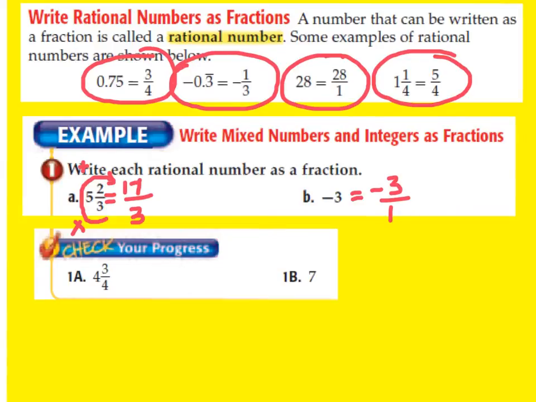Okay, let's see how you did. So here on 1A, we're going to go ahead and do the roundabout. So 4 times 4 plus 3 would be 19. And then the denominator stays the same. So 19/4, 1B would be equivalent to 7 over 1.